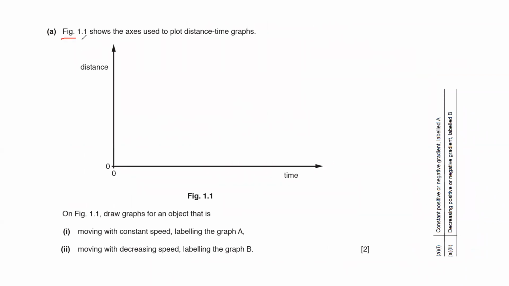In this question, figure 1.1 shows the axes used to plot a distance-time graph. On figure 1.1, draw the graph for an object moving at a constant speed. I want everyone to use the screen annotation to draw the distance-time graph at a constant speed, and label that graph as A. You can use the screen annotation to complete this part.